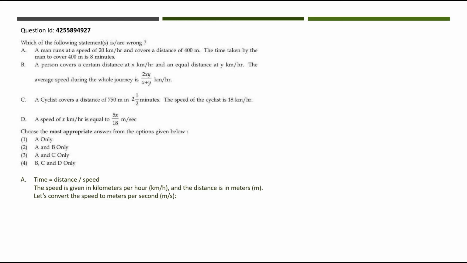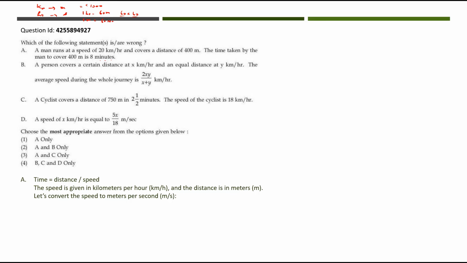So instead of kilometer, we will convert this to meter, and hour should be converted to seconds, because here they have given us 8 minutes. So instead of converting into minutes, we will directly convert to seconds, and based on that we will find whether it comes to 8 minutes or not. What is 1 hour? It is 60 minutes, and what is 1 minute? It is 60 seconds. So to convert hour to second, you have to multiply 60 into 60, one for minutes and another for seconds.